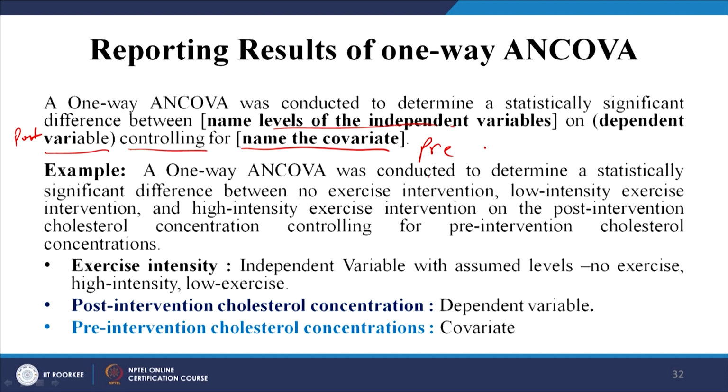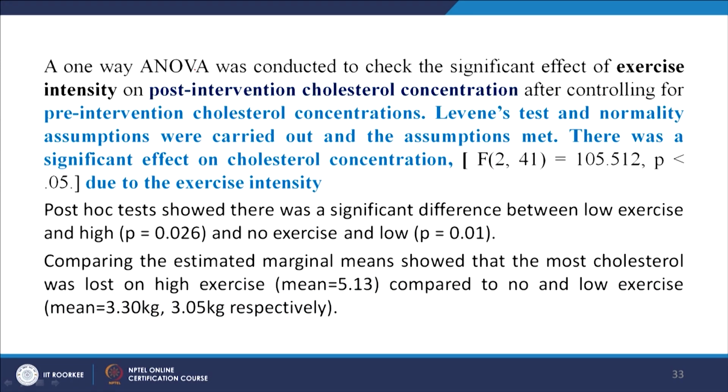So, they are controlling the pre cholesterol level. A one way ANCOVA was conducted to determine a statistically significant difference between no exercise, low intensity and high intensity exercise on the post intervention cholesterol concentration, controlling for pre intervention cholesterol. So, the same thing I have written here: exercise intensity, no exercise, high intensity, low. Post intervention is my dependent variable, pre intervention is my covariate. A one way ANCOVA, this is how you write, was conducted to check the significant effect of exercise intensity on post intervention cholesterol concentration after controlling for the pre intervention cholesterol.